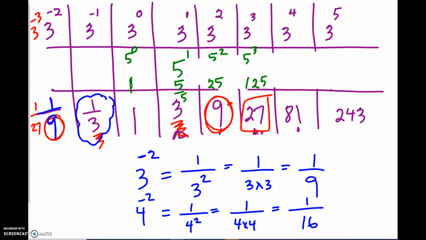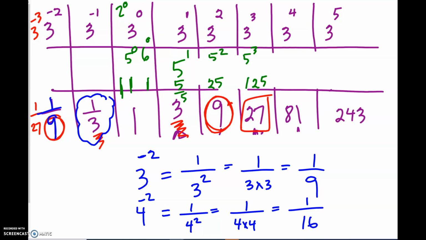What do you think would happen if we put a 6 in here? What do you think 6 to the 0 power is going to be? 1. What do you think 2 to the 0 power is going to be? It's going to be 1. No matter what we put in here, that pattern is going to end up.